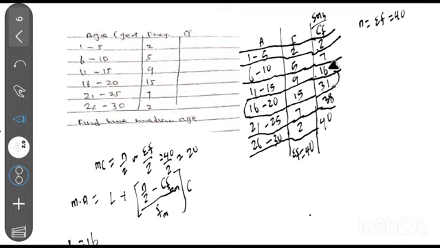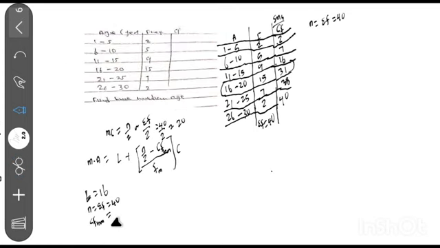Now it says before, and the before is what? 16. That means that CF is equal to 16. That is the cumulative frequency before the median class, that is 16. So therefore this one is equal to what? We have 16. I get it now.